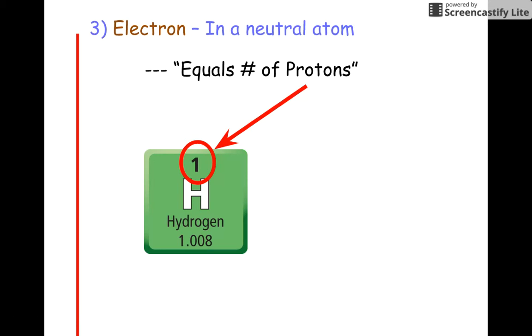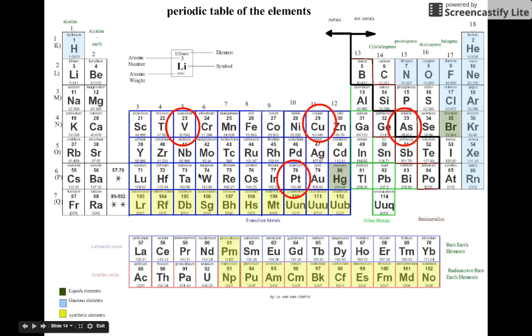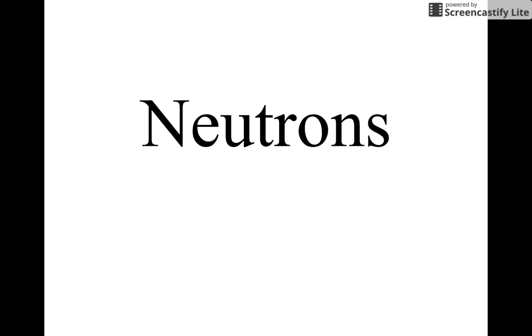Electrons equal the number of protons in a neutral atom. All the atoms of the periodic table are neutral if they haven't lost any electrons. So the number of electrons is always going to equal the number of protons. If there is 1 proton in hydrogen, it's going to have 1 electron. The number of electrons in vanadium is going to be 23, same as protons. The number of electrons in copper is 29, arsenic is 33, platinum is 78. So the number of electrons is the same as the number of protons.